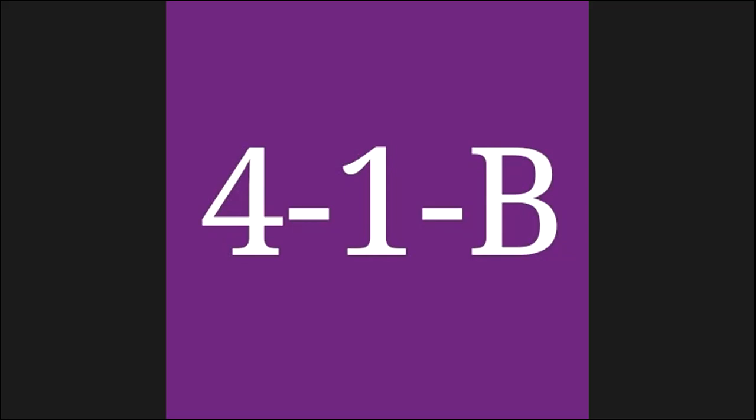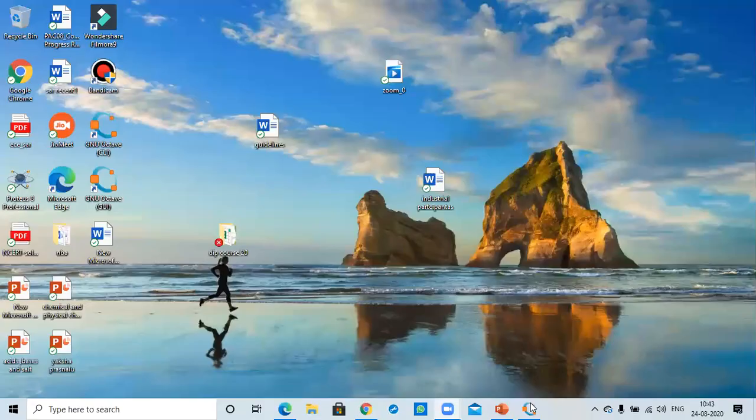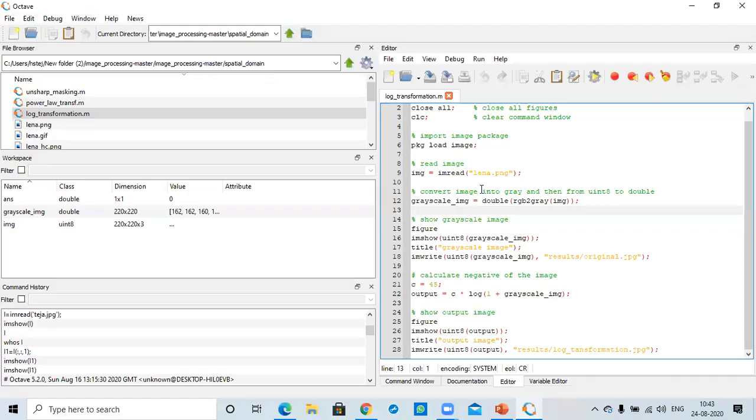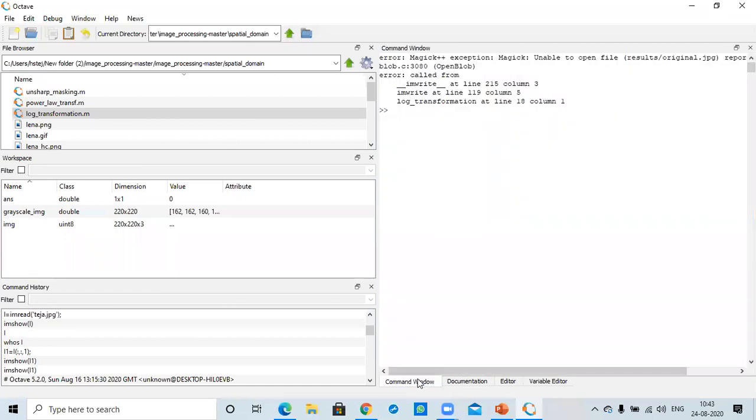I will share my screen and I will show. This Octave part is so important if you want to understand this image processing properly, either Octave or Python or MATLAB, anyone. So now I will show you my command window.